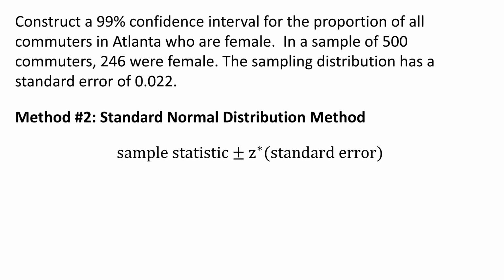We're working with a proportion here, so the sample statistic will be the sample proportion. And the standard error we were given. We can go back to StatKey to construct a Z distribution to find the Z multiplier for this 99% confidence interval.